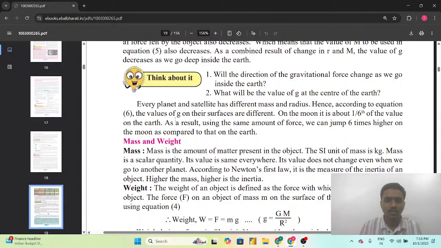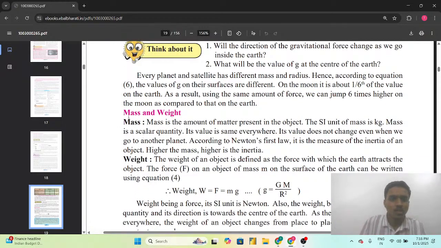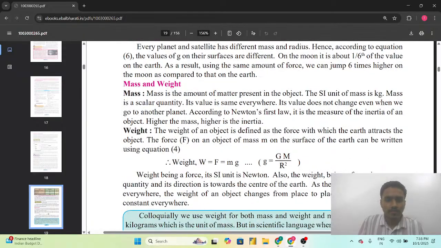तो ये जो बात है, ये ध्यान में रखने जैसी है. And mostly the questions will also be asked on the basis of this. So it is important to remember this, that the value of the weight will be one sixth on the surface of the moon. तो चलिए आगे बढ़ते हैं.